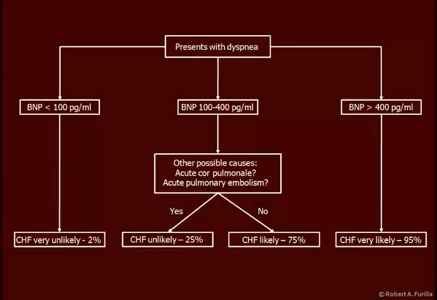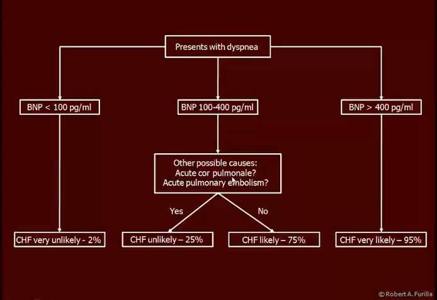A patient presents with dyspnea. We look at the BNP levels. If BNP is less than 100 picograms per milliliter, we would say that congestive heart failure is very unlikely, about a 2% risk. If BNP is greater than 400 picograms per milliliter, then we would say congestive heart failure is very likely, 95% probability of congestive heart failure with BNP levels this high. There's this gray area between 100 and 400, however, and what we want to do is look for other causes.